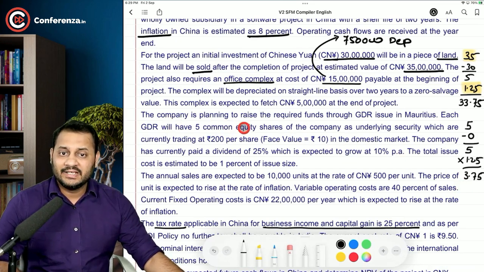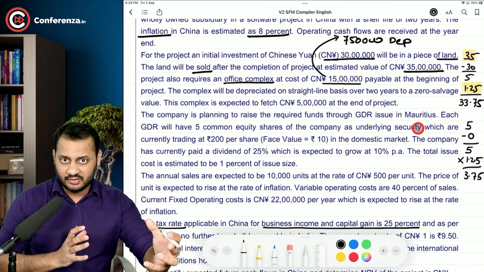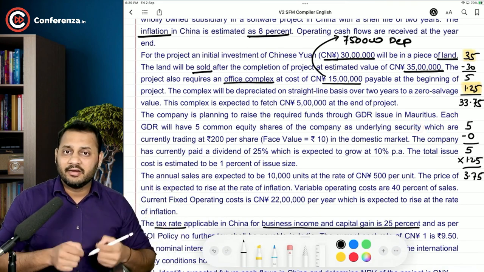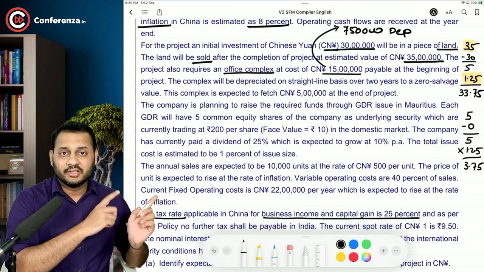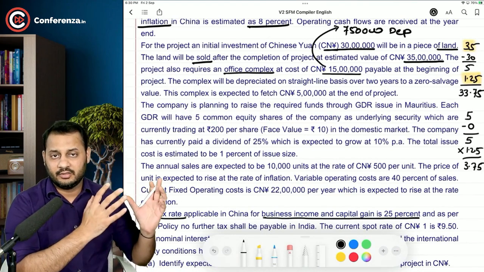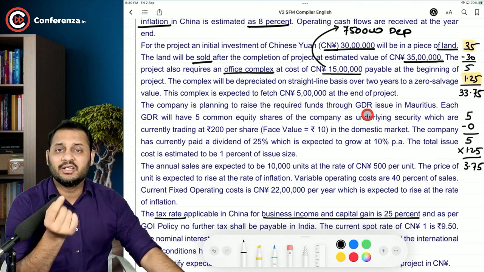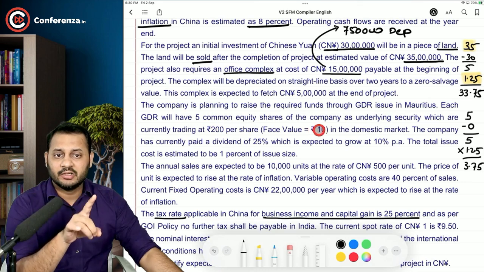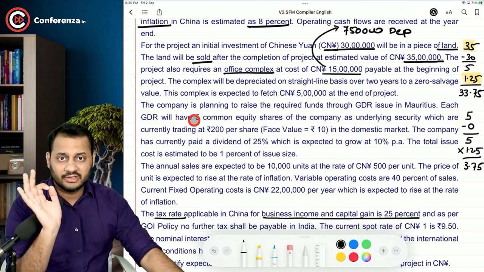The company is planning to raise the required fund through a GDR issue in Mauritius. So we are from India, we are investing in China, but raising the funds through Mauritius. So the discounting rate on which we are going to discount all these cash flows will be the issue cost, that is the cost of capital from which we are raising the funds. So whatever is the cost of GDR will become the discounting rate for these cash flows. Each GDR will have 5 common equity shares of the company as underlying security, which are currently trading at 200 rupees per share. So 200 into 5, 1,000 rupees.